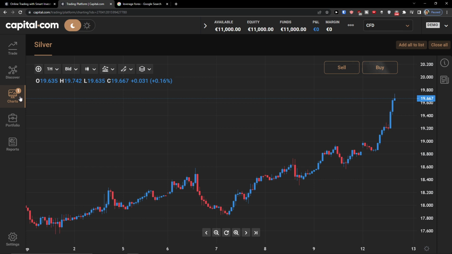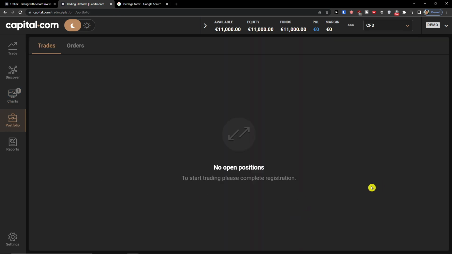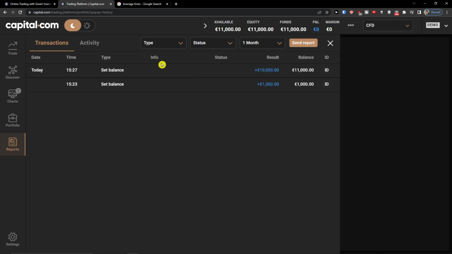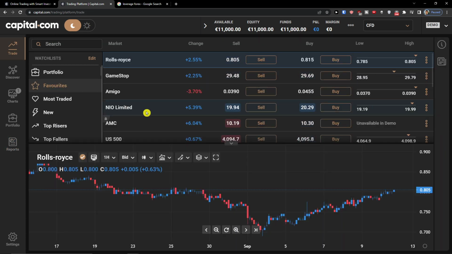Then we're gonna have the charts here, and I'm going to show you in a minute how we can use them. Portfolio, here you would have open positions. So when we're gonna open positions, we would find them here in orders and reports. So right now we set the balance. But let's jump to the trading and what we can do here.